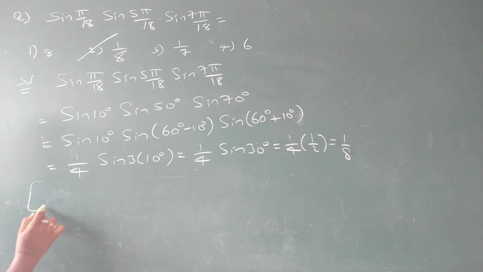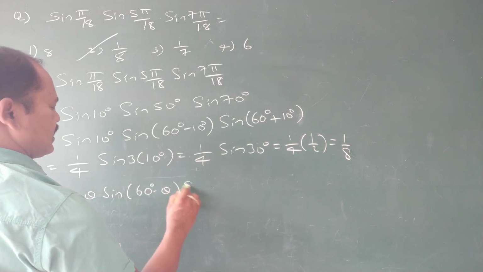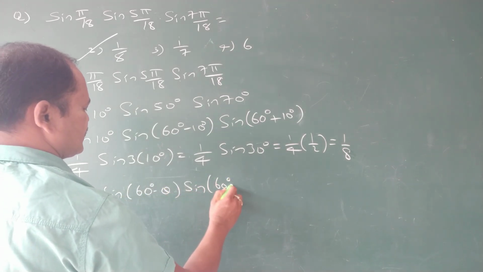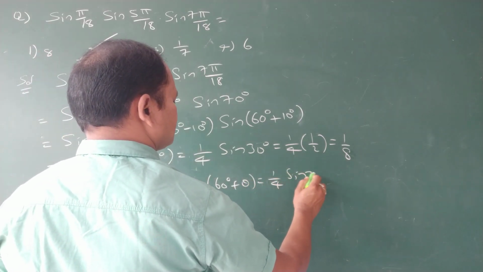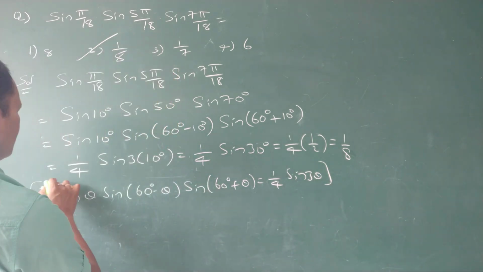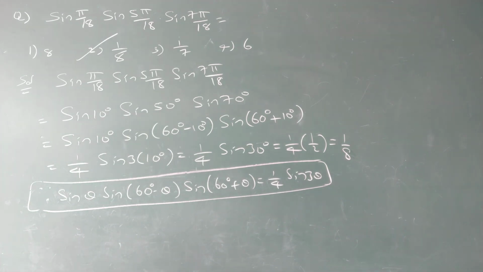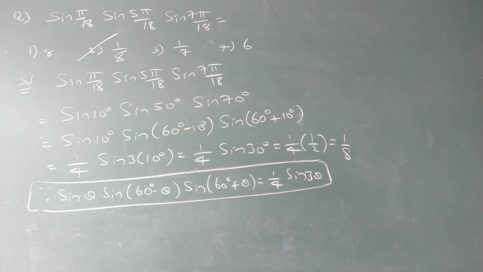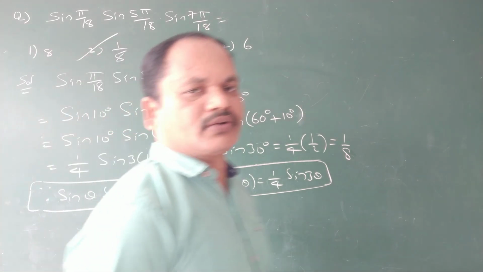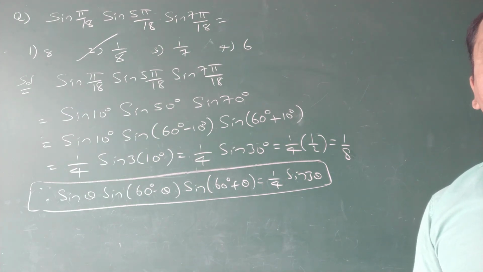What is the formula? We know that sin θ, sin (60 minus θ), sin (60 plus θ) is equal to 1/4 sin 3θ. So according to this form, sin 10, sin 50, sin 70 is nothing but 1/4 sin (3 into 10), that is 1/4 sin 30. Sin 30 is 1/2. That's why 1/4 into 1/2 is 1/8. That is the second option.